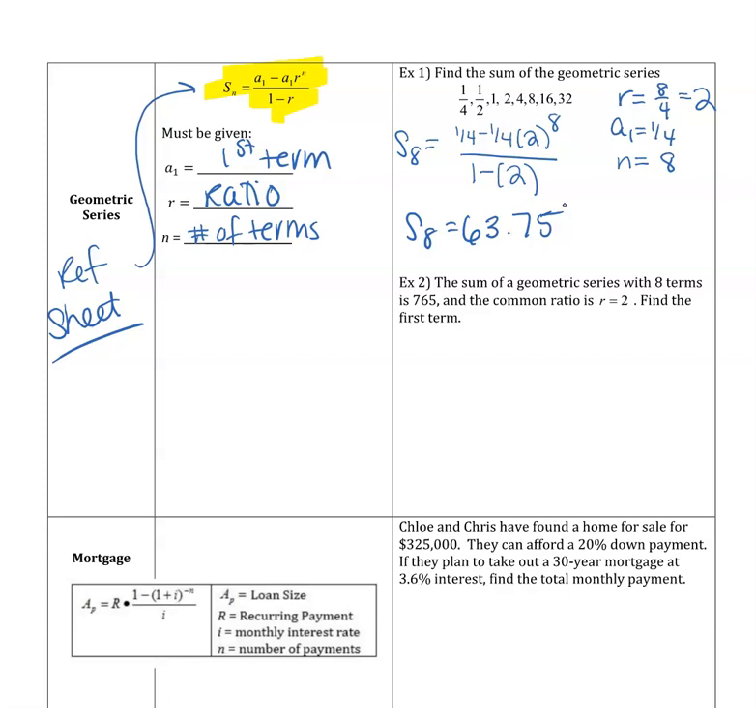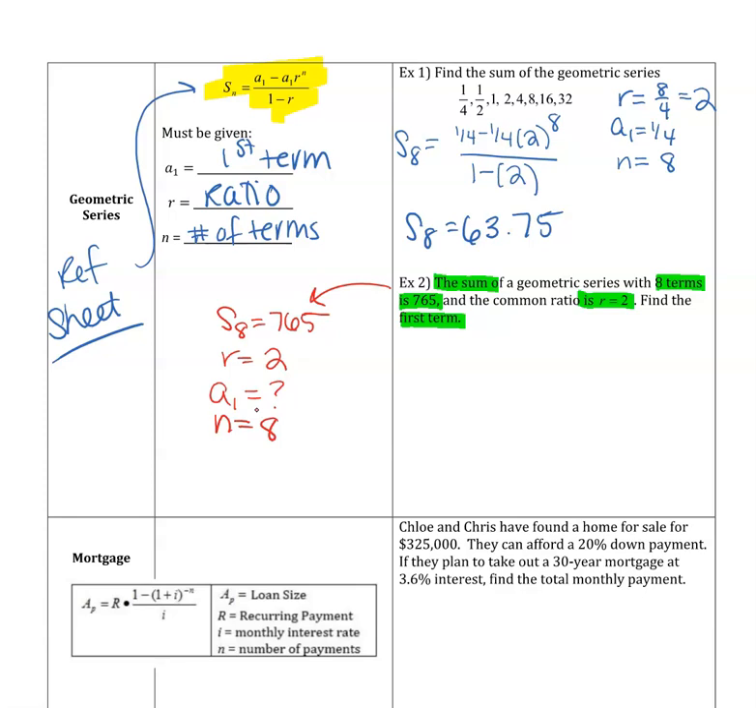All right, moving on to the next one. The sum of a geometric series with 8 terms is 765. The common ratio is 2. Find the first term. So notice how in this scenario, you know the sum of the first 8 terms is 765. r is equal to 2. They want you to find the first term. One thing else I should list here, n is 8, which is why those are related.